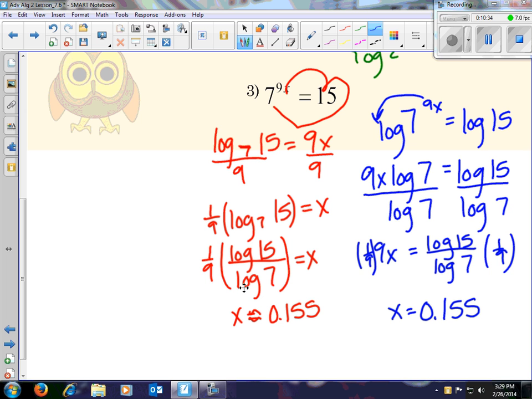So you can either do it this way where you use the change of base formula, or you can just take the log of both sides and apply the power property.